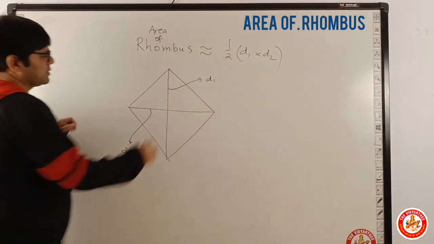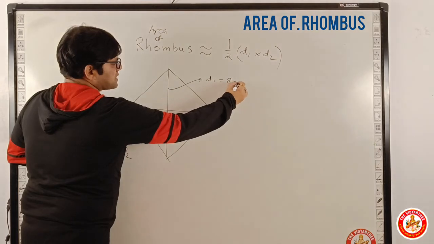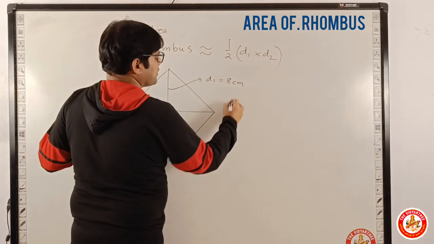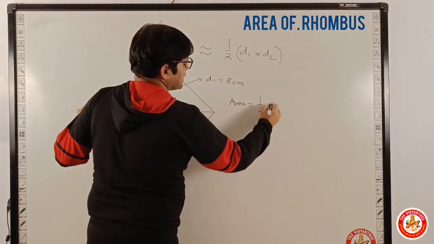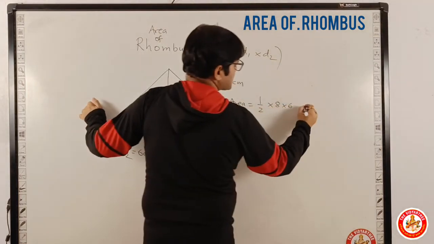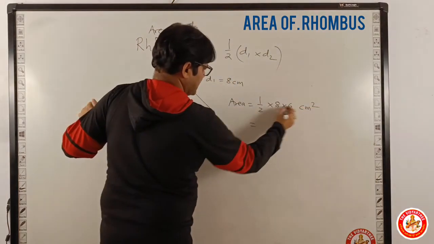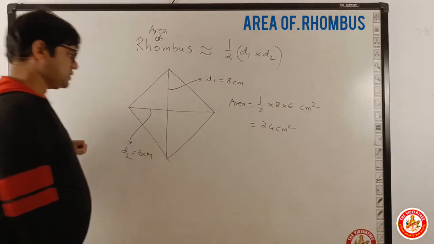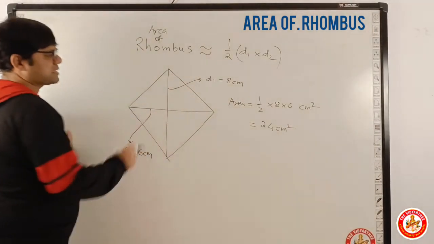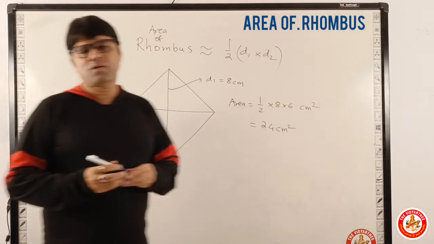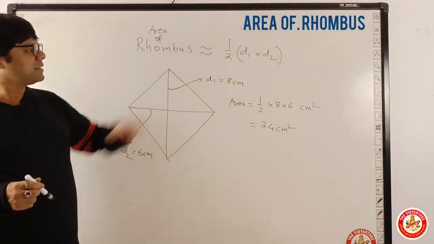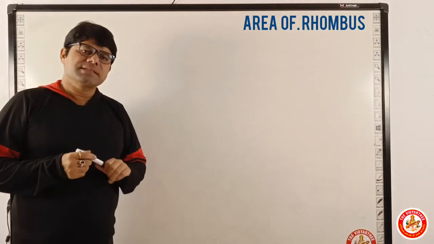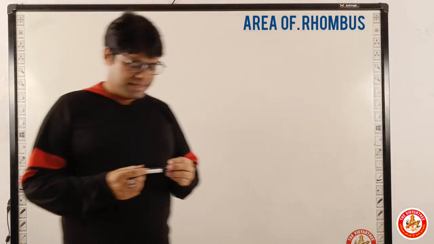I'll take an example of this. If you got d1 as say 8 centimeter and d2 as 6 centimeter, the area of a rhombus will be equal to half into 8 into 6 centimeter square. 8 6 are 48 divided by 2, 24 centimeter square. Without knowing the side measure, we can still find out the area enclosed in a rhombus knowing only the diagonals. Let us find out if there is any formula for the area of a kite.